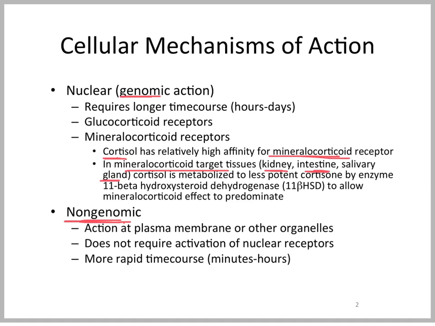Now the non-genomic effects are, from a relative standpoint, relatively new. We've suspected they've been there for some time because they have a more rapid time course. We have used glucocorticoids in the context of treatment of shock, for example. But these are via plasma membrane receptors or other organelles, and we'll show you a graphic in a couple of slides. These do not require activation of the nuclear receptors.